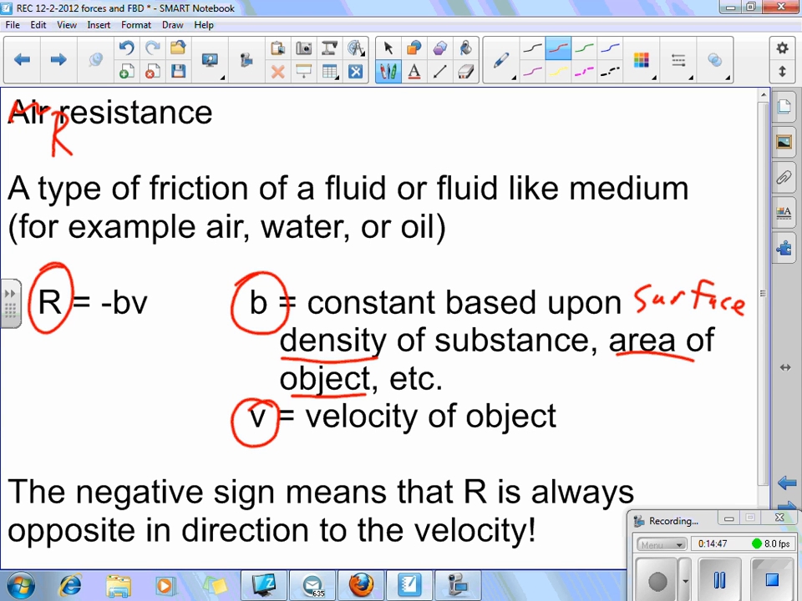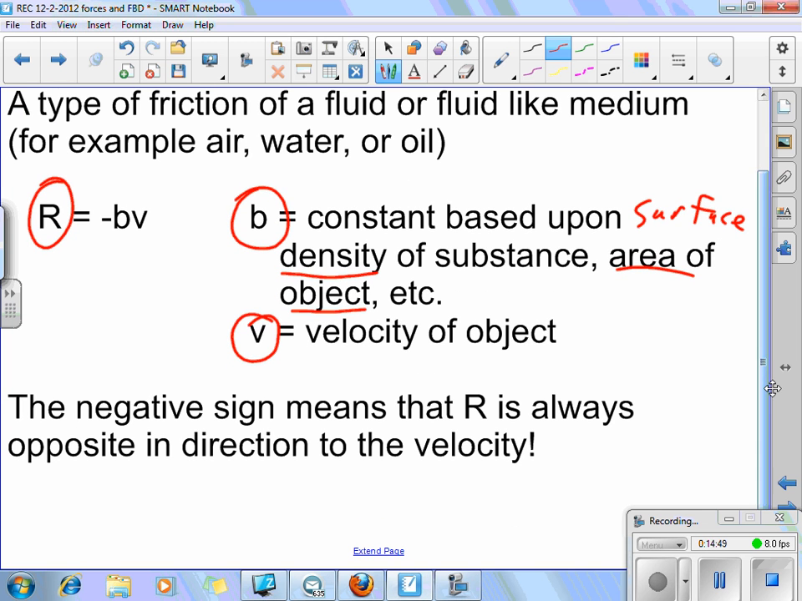So the faster something is going, the stronger the resistance to passing through it. That should be fairly interesting. We'll talk more about why that comes into play, and it does relate to how fast you're going compared to the medium itself. The negative sign is here again, and it simply means that the resistance R is always opposite in direction to the velocity. That's really all it means.